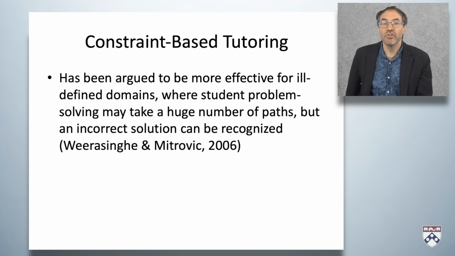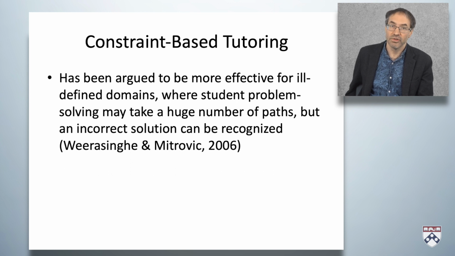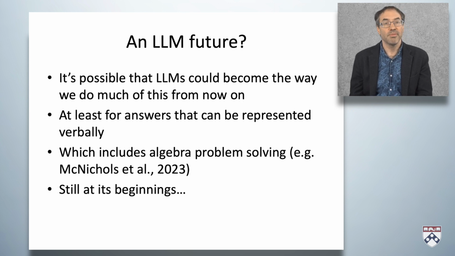So constraint-based tutoring has been argued to be more effective than model tracing for ill-defined domains, where student problem solving may take a huge number of paths, but an incorrect solution can be recognized. Now, there's another possibility beyond model tracing and constraint-based tutoring, which is large language models. It's possible that large language models could become the way we do much of this from now on, at least for answers that can be represented verbally, which includes algebra problem solving. This is still at its beginnings, but people are getting really excited about this.